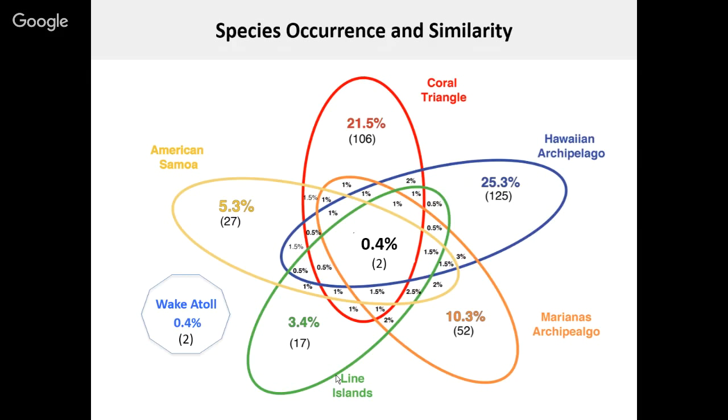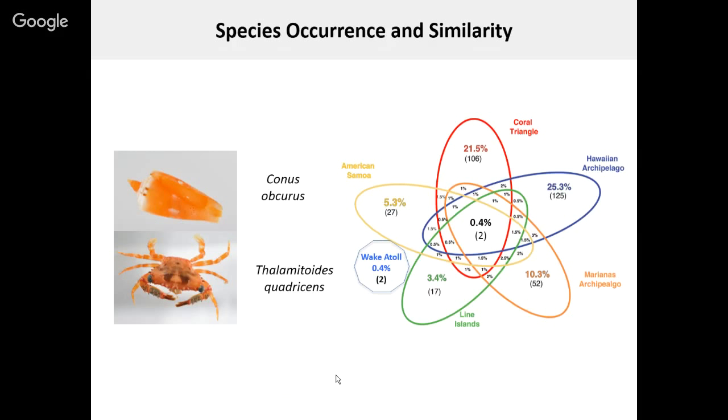Well, what's that 2 below the 0.4% is indicating that there are 2 species that are shared. And these are those. So we found Conus obscurus and Thalamitoides quadrensis, so a marine snail and a portunid, or a swimming crab. Those are the 2 we found from within each region. That's pretty crazy if you think about when you put the exact same habitat across. And what that indicates is that there's so much more out there that we haven't even captured.